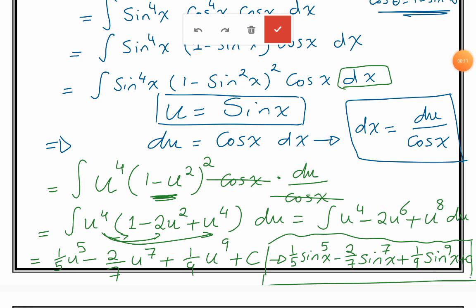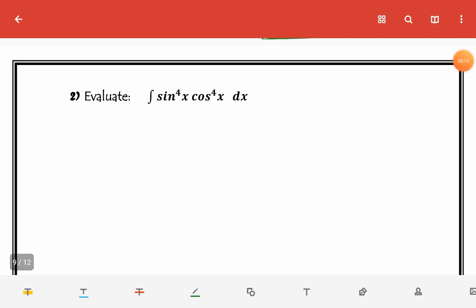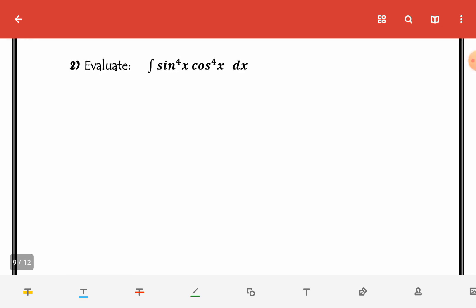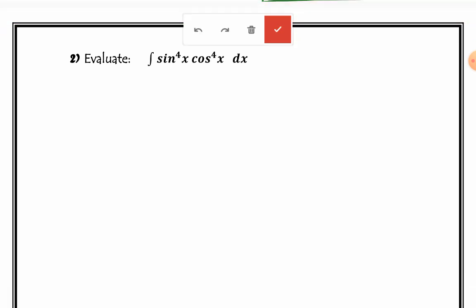This is all for the first question. Example 2 here, guys, we have the integral of sine to the power of 4x cosine to the power of 4x dx. And here both m and n, the exponents of sine and cosine, are even. So I'm going to use the third procedure. Okay, so we will follow the third procedure in the table above.